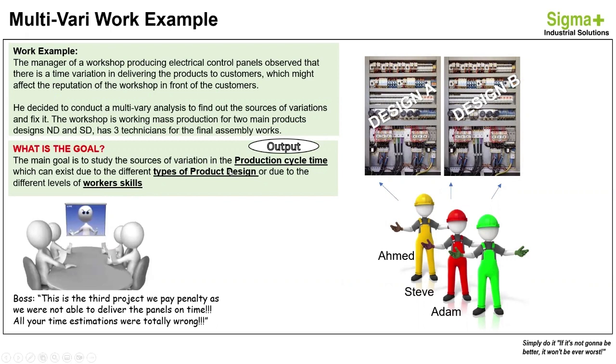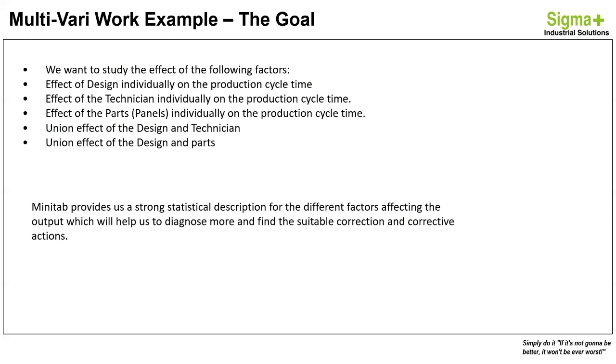And when we speak in Six Sigma about the contributing factors, we used to call them the X factors, right? Because the philosophy of Lean Six Sigma, if we recall our initial studies, is that Y is a function of X, and X are the contributing factors on the output. So what we want to study here is the effect of the type of design and the worker skills on the production cycle time, to see if there is really an effect of those factors on the production cycle time or not.